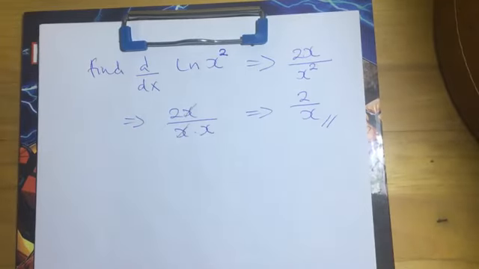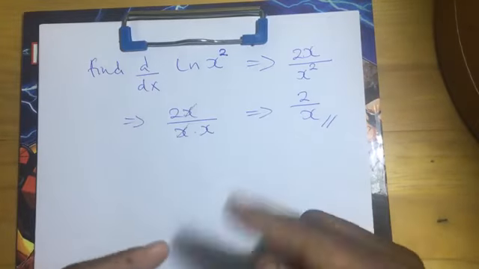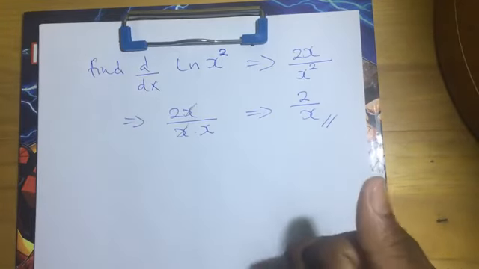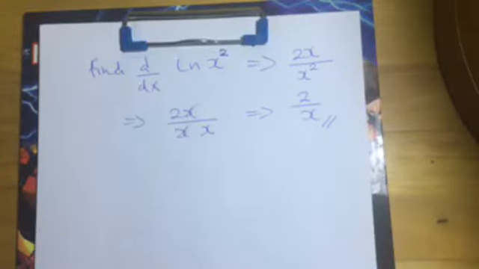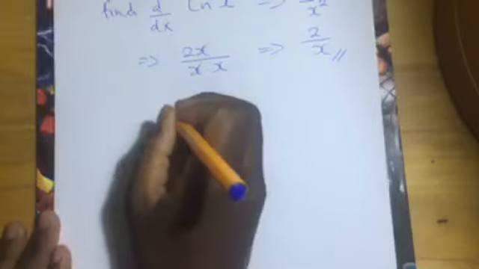Then logarithmic differentiation, okay? Ignore the log, differentiate the middle item, and then divide what you get by the original middle item. So the answer here is going to be 2 over x. Now, let me teach you another rule.